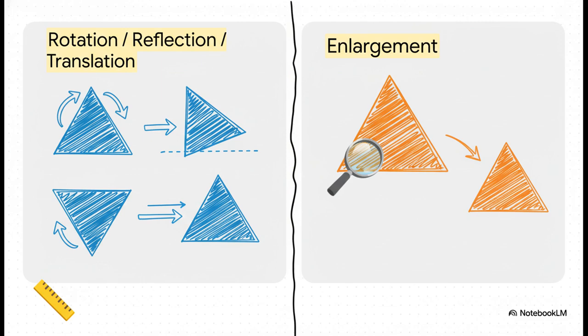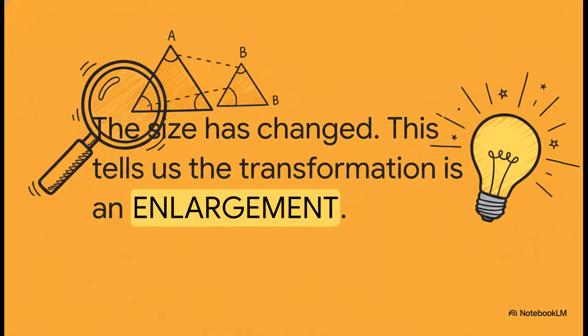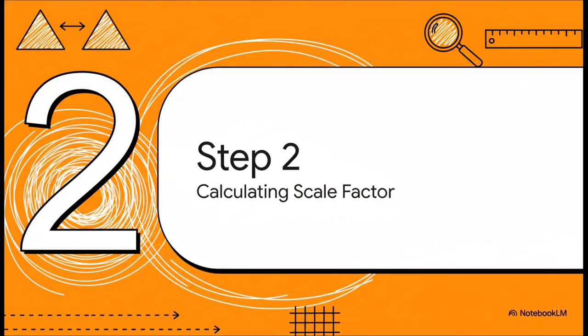But just look at our triangles. It's clear as day that triangle B is smaller than triangle A. The size has definitely changed. And that change in size, that's the dead giveaway. It immediately knocks all the other options out of the running and tells us this transformation has to be an enlargement. And just like that, we've got the first key bit of information the examiner is looking for. We're on our way.